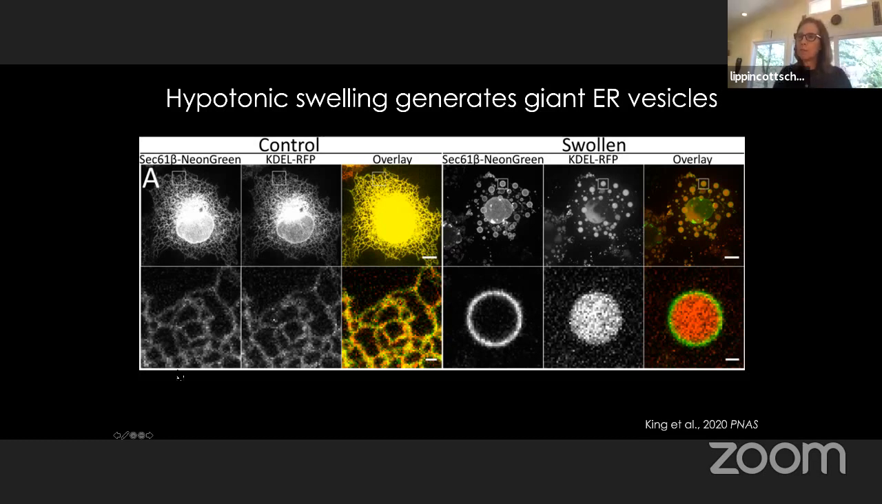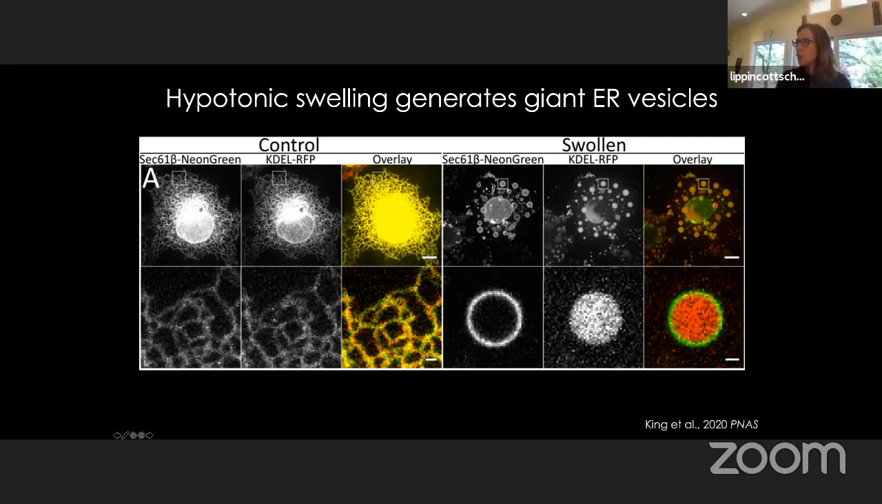So here's what the endoplasmic reticulum normally looks like in a control cell, to the left here. What you're looking at is KDEL protein, which is a luminal marker here, and this is an ER membrane marker, Sec61. When we swell these cells, and by swelling, I mean we're diluting the medium about 1 to 10, that's sufficient to cause most of the cells to undergo this kind of gross swelling, where water is moving into all of these different organelles, swelling them out.